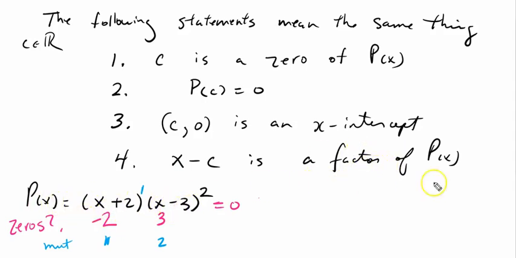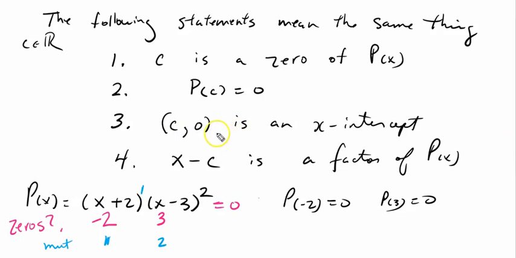Okay, and of course if I evaluate p at negative 2, everywhere there's an x, I replace it with negative 2, it's going to give me 0. And if I evaluate p at 3, and replace 3 everywhere for x, I'd get 5 here, but then I get times 0. Okay, so all of those mean the same thing.